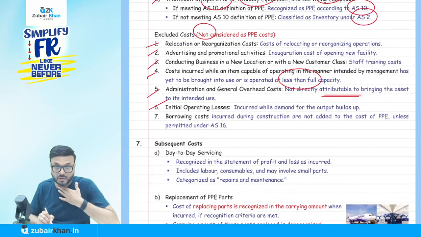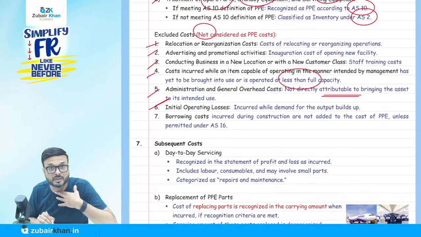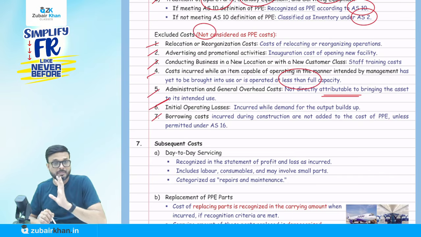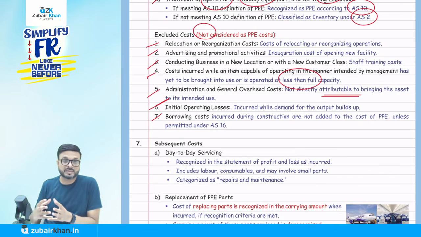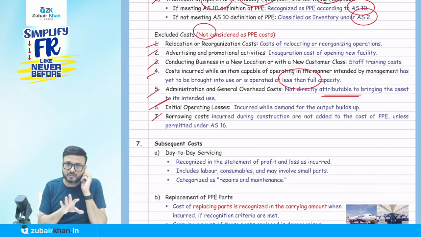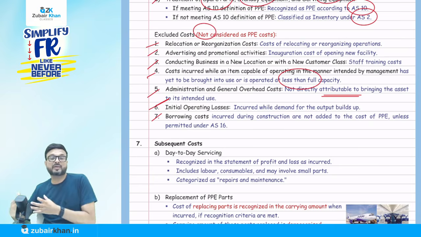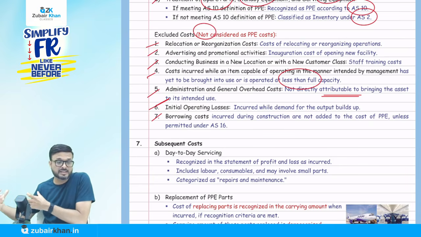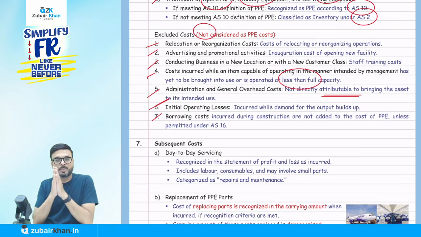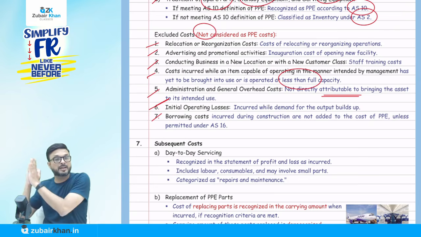Any initial operating loss is also not a part of the cost, nor is borrowing cost. Remember, when we cover Accounting Standard 16, I will tell you that rarely, if the asset is a qualifying asset, the borrowing cost is going to be part of the cost of the PPE. Otherwise, no. So don't worry. In general, the borrowing cost, like interest, is not a part of the cost of the PPE. But there are certain exceptions if it is a qualifying asset as per AS 16. I will cover that in AS 16, but in general, remember that interest is not a part of the cost of the PPE unless permitted by AS 16.